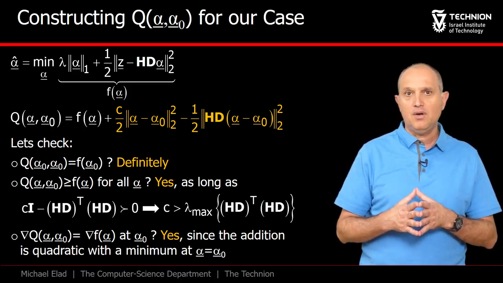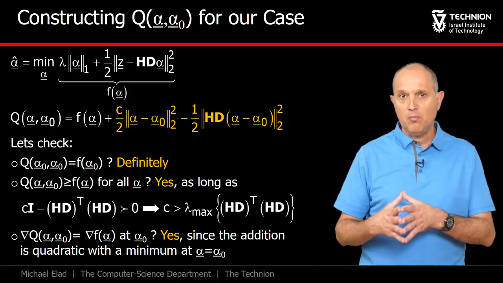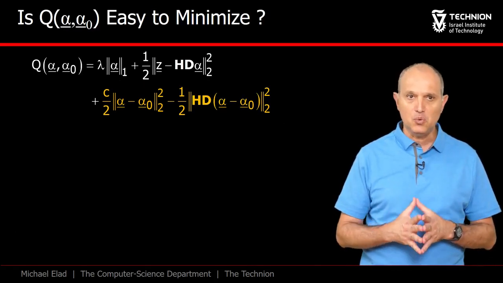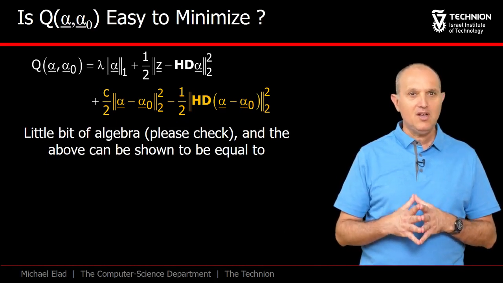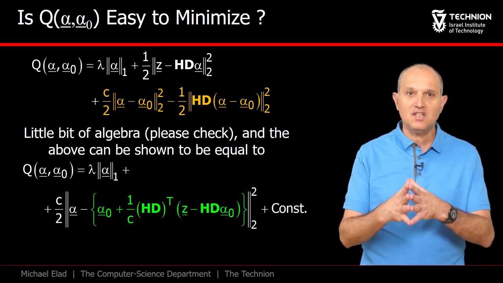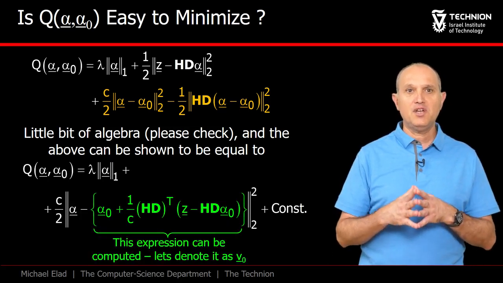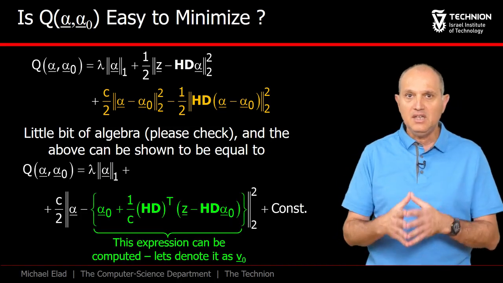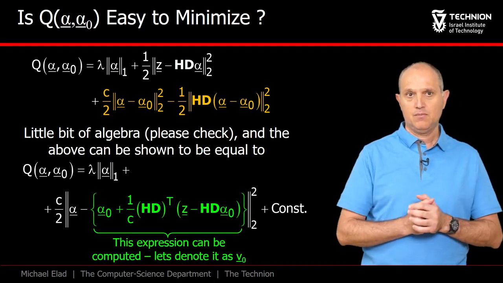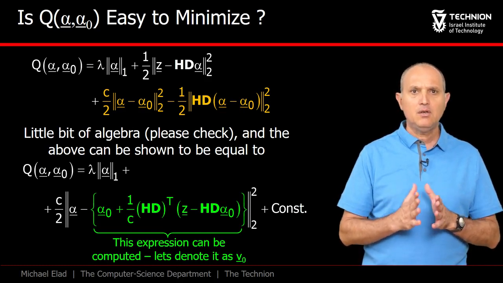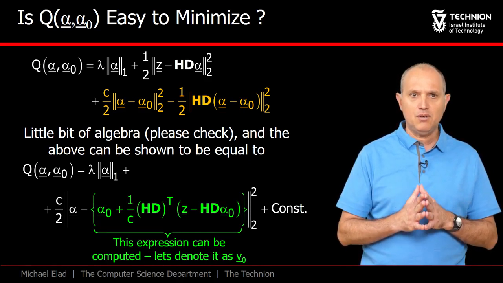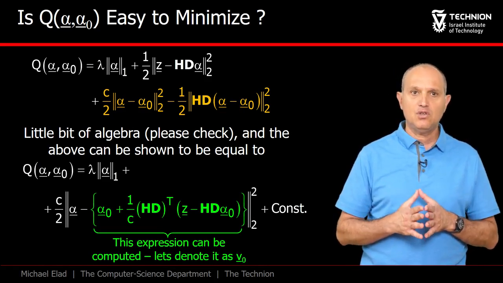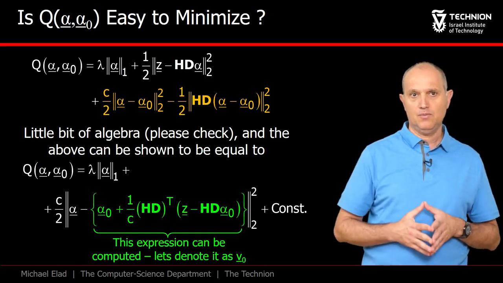The question now is whether this q would be easier to minimize compared to f of alpha. This is the complete expression we have for the proxy function q. And with a little bit of algebra, we can show that it is equal to this alternative expression. Observe that the green expression can be computed easily as it involves known ingredients: alpha 0, D, H, and z, the given image. If you're wondering what just happened here, notice that the most problematic part in the expression, the squared L2 of H times D times alpha, vanished. And this is due to the choice to subtract the last part in q.